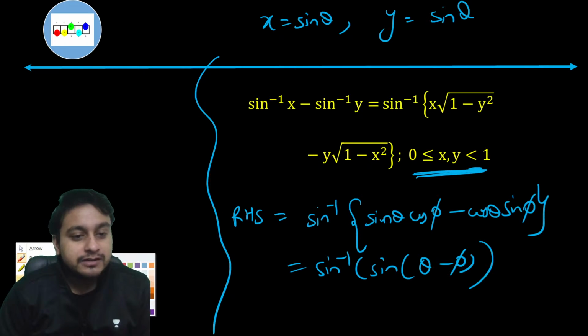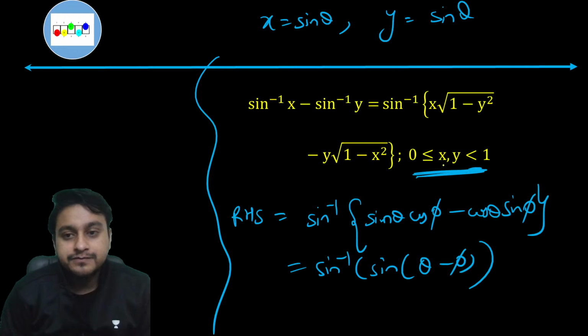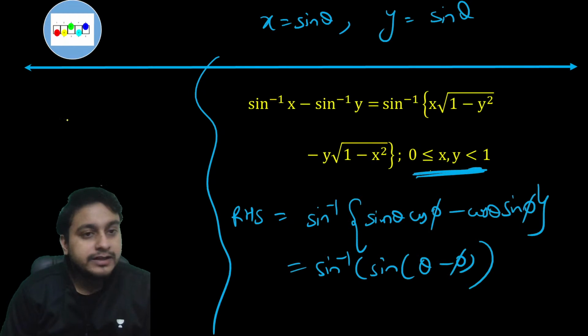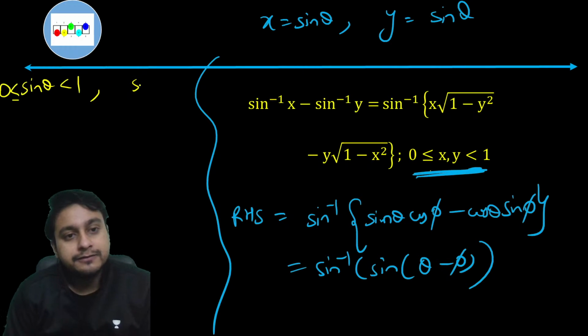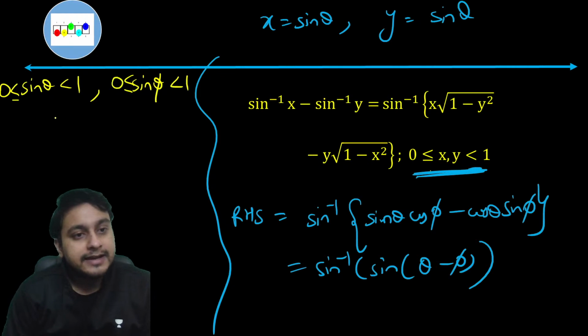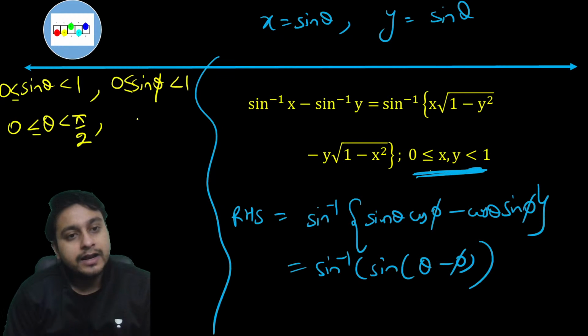So guys, in this question, they have given us a condition. What is that? x and y between 0 and 1. Can I say, guys, that sine theta will be between 0 and 1, and sine phi is also between 0 and 1? That means theta is between 0 and pi by 2, and your phi is also between 0 and pi by 2.